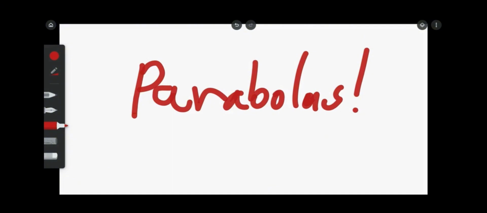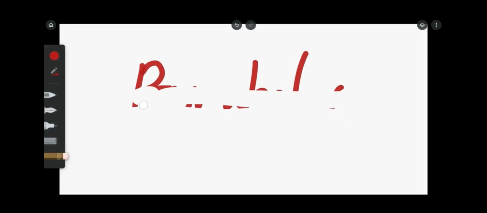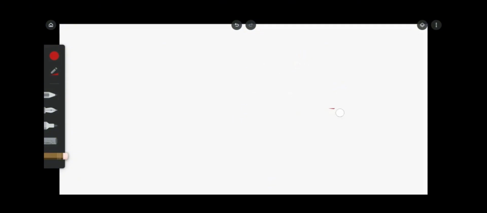Okay, so let's start with parabolas. A parabola is like a quadratic, but it's facing to the left, to the right, upwards or downwards. So we have to know some rules before graphing them, because we want to learn how to graph them and how to solve them. And what I mean by solve them is when we are given an equation that is not in vertex form and we have to convert it. So let's start by knowing some things.